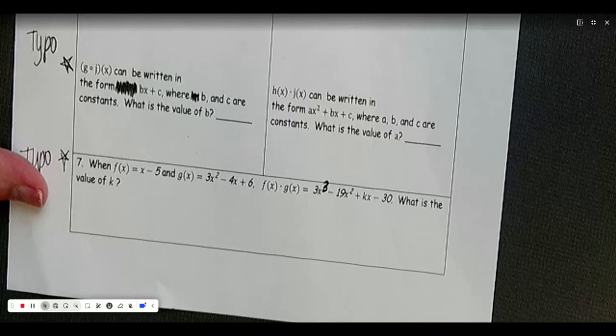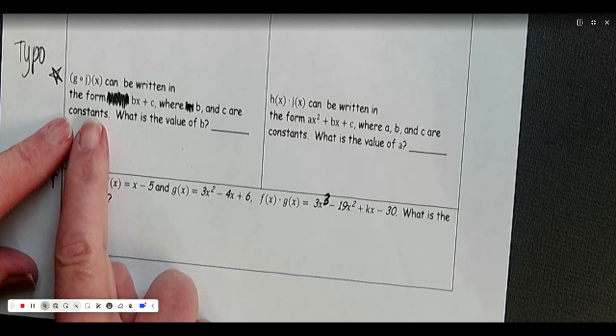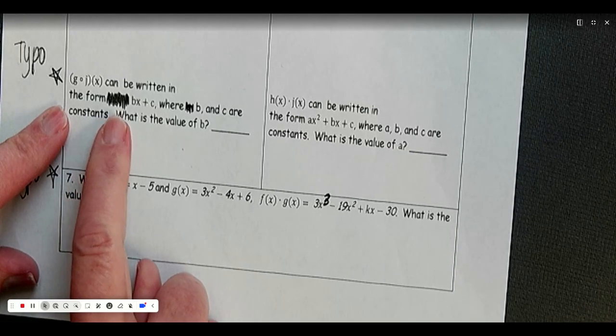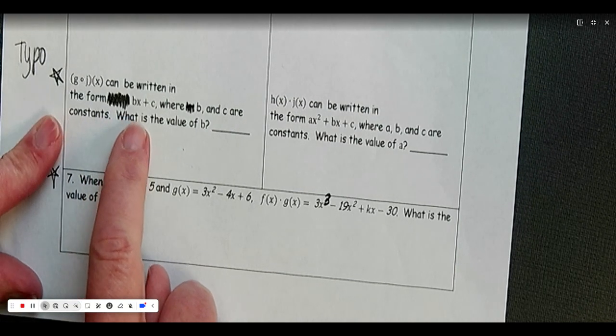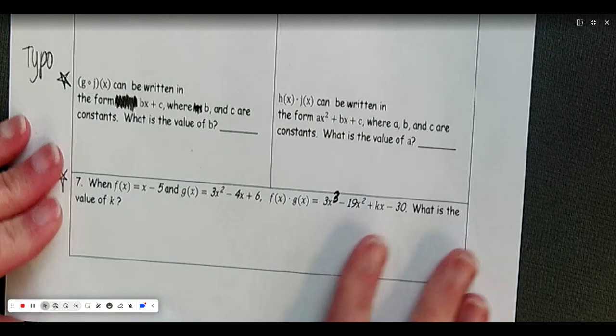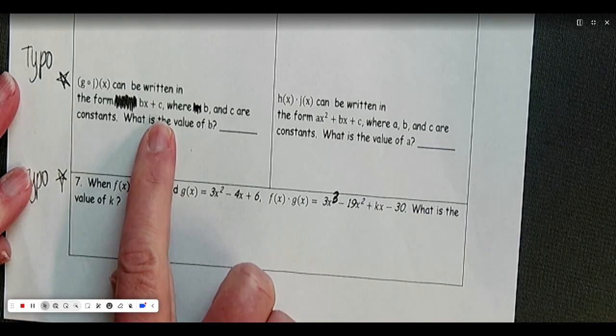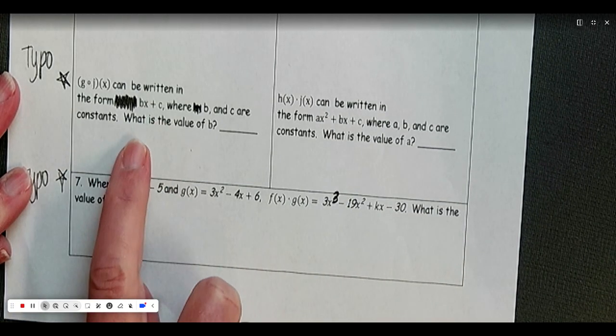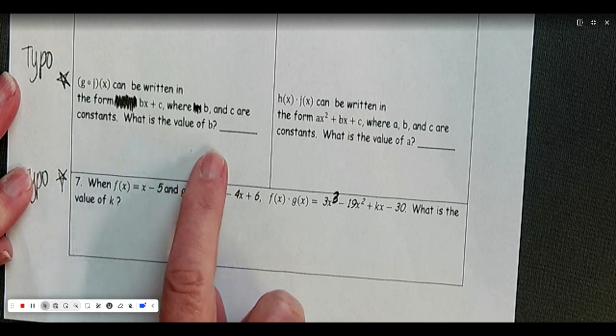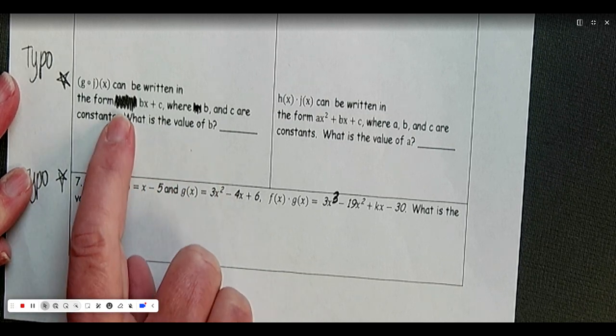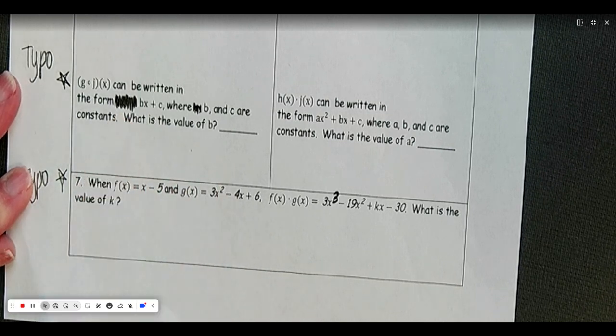On number 5, so you're going to find that when you work number 5, that your answer will not be written in the form ax squared plus bx plus c. It will only be in the form bx plus c. It'll be a term that ends in x and a constant. And so you can still answer the question, what is the value of b? But I don't want that to throw you off because there will not be an ax squared term.